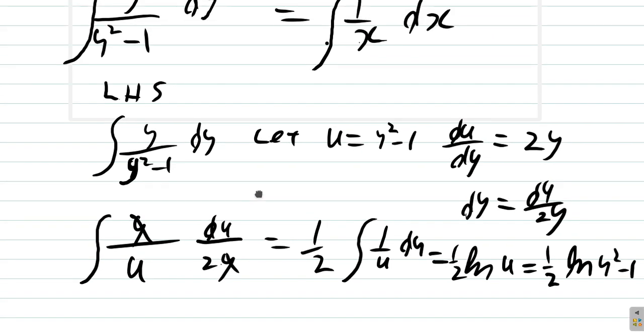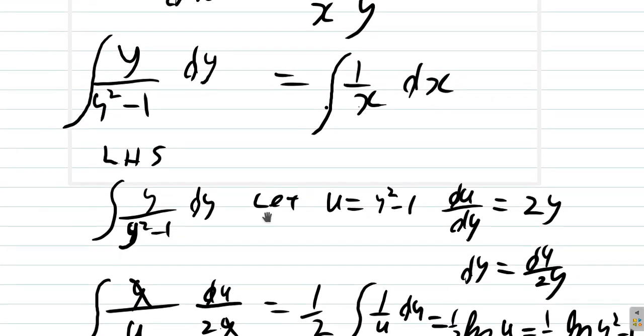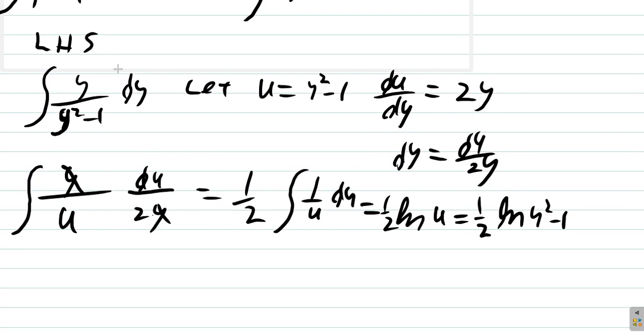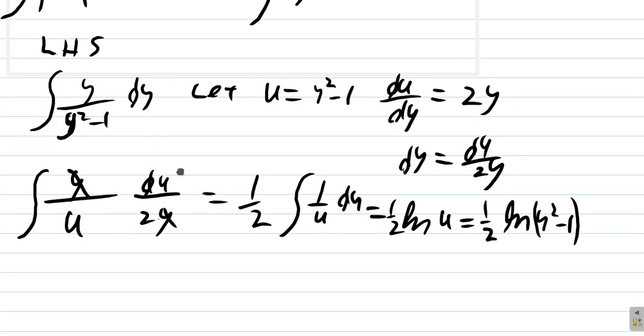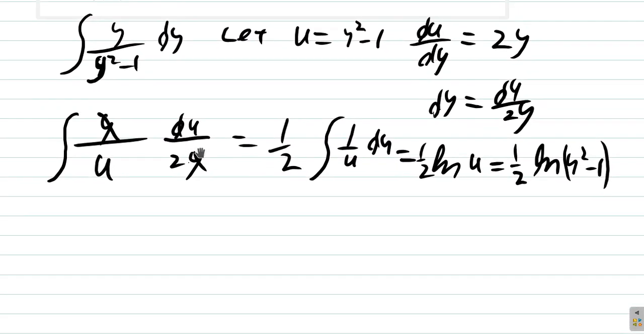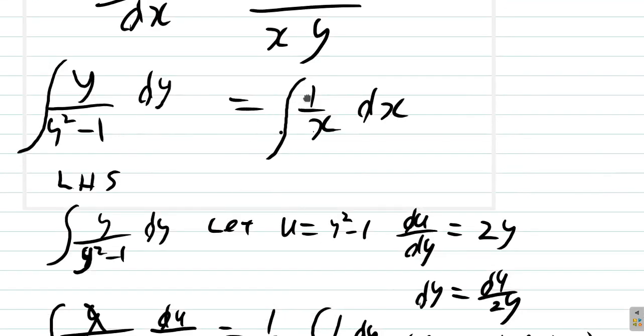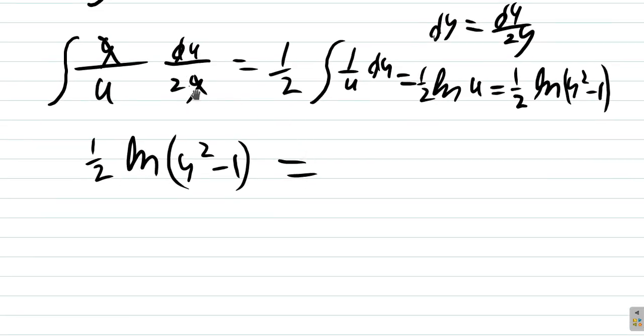Alright. Now, what we did was, let's put the y squared minus 1 in a bracket. What we did was integrate the left hand side. So we have half ln y squared minus 1. Alright, now that is equal to the integral of 1 over x dx. So that we're showing both sides now.